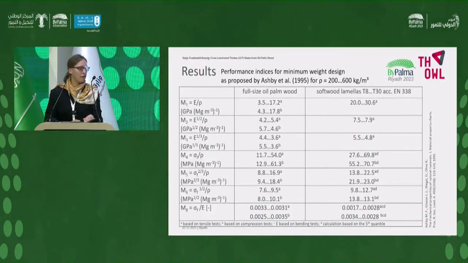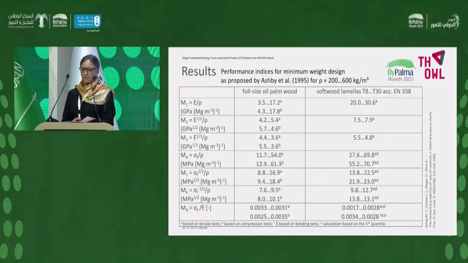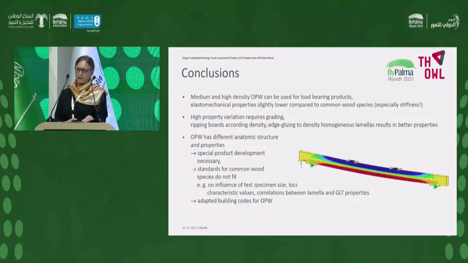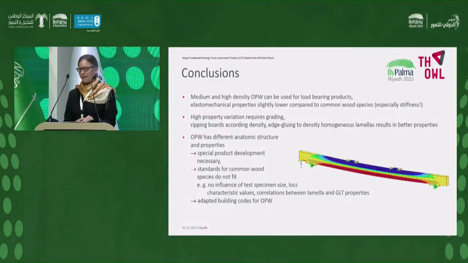Because of the power law relationship between strength, respectively stiffness, and density, the performance indices we calculated are comparable for the strength, but much lower for the modulus of elasticity. Due to the elastomechanical properties, medium and high density oil palm wood can be used for load-bearing purposes, like GLD, but the elastomechanical properties are slightly lower compared to common wood species. Especially we have the problem with the comparatively low stiffness of the oil palm wood compared to common wood species.